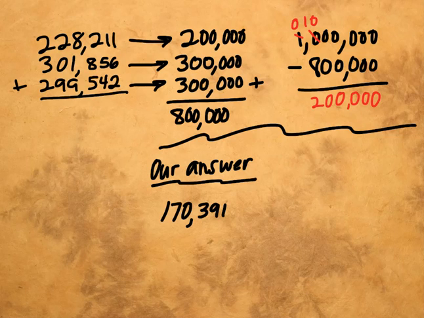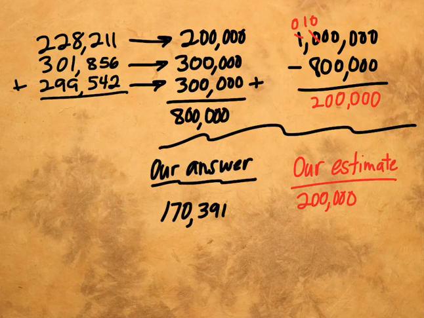170,391. And some of you may be thinking, okay, Mr. C, tell you what, dude, our estimate is 200,000. That's like a 30,000 difference. I know that seems like a lot, but given the fact that both of these numbers are in the 100,000s, it's fine.